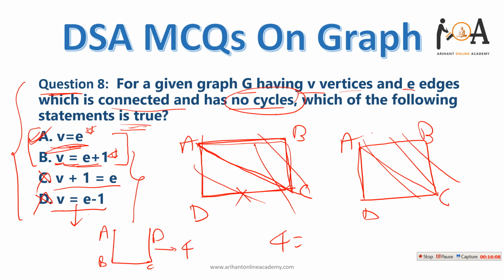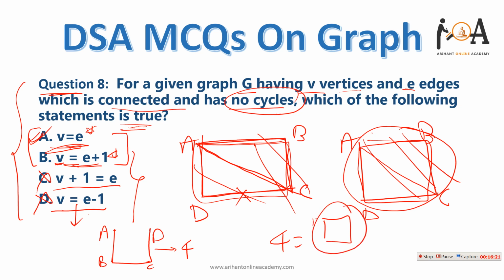Because if I consider this graph, then this is a connected graph, but it has a cycle, because A, B, C, D, obviously it is a cycle, right? No need to get confused here. If your graph is like that, obviously it is considered a cyclic graph. A, B, C, D, it is a completely cyclic graph.